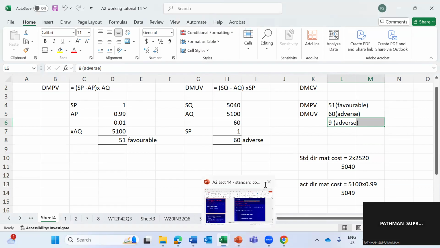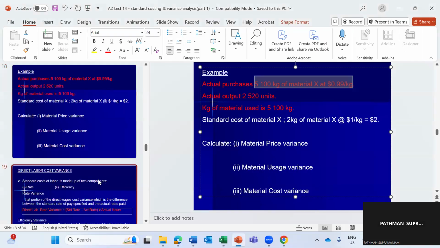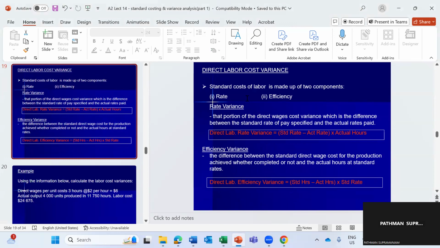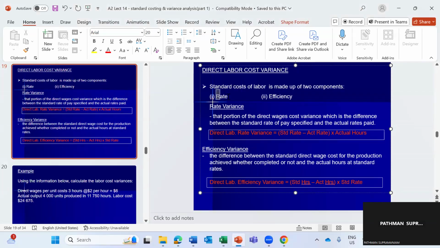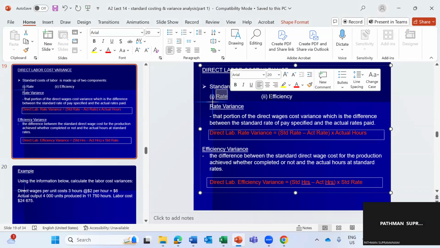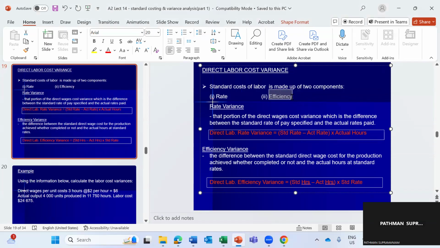Right. So now moving to direct labor variance. Direct labor is a result of multiplying the rate per hour with the number of hours worked. So the difference in the rate is what we call rate variance, and the difference in the number of hours is called the efficiency variance. The rate variance is caused by the difference in labor rate, what we plan to pay and what we actually pay.